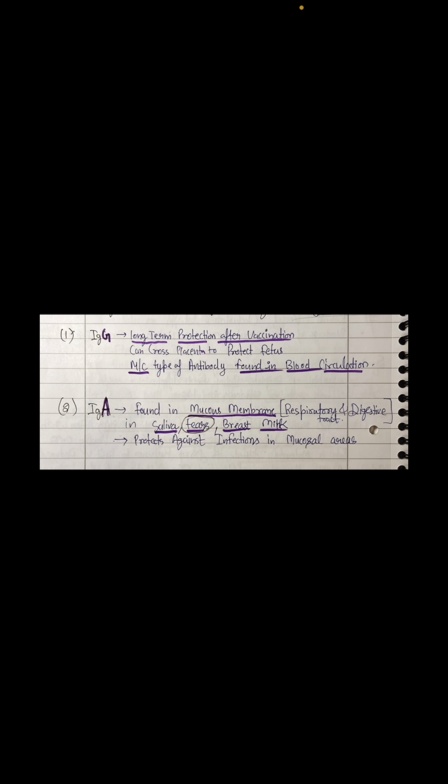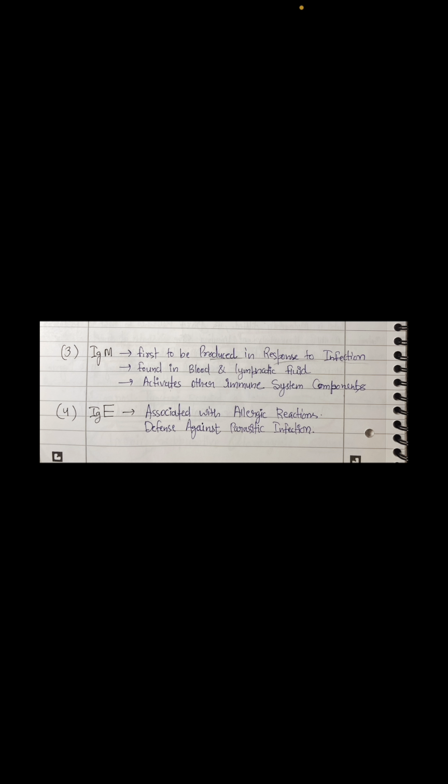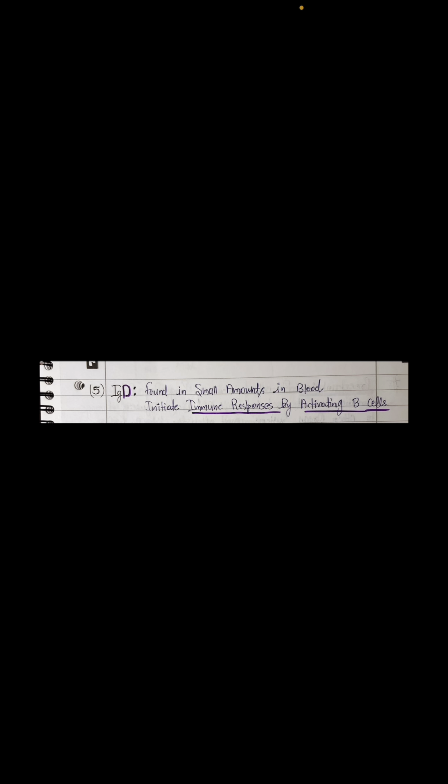protection after vaccination. IgG is the most common type of antibody, found in the blood circulation. IgA is found in the mucous membranes, for example saliva, tears, and breast milk. Next, IgM antibodies indicate a recent infection. If you see IgM antibodies given in the question, this indicates a recent infection, that just now or recently there is an infection. IgE indicates allergy, and IgD indicates immune responses by activation of the B cells.